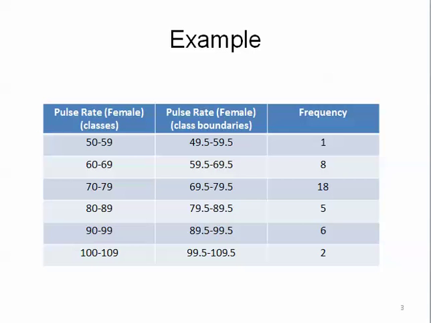So recall from section 2.2 that the class boundary is basically the average of an upper class limit and its consecutive lower class limit. So basically we have 59 and 60. So the class boundary is 59.5 for the first class. And then for the second one, 69 and 70. So this is the class boundary, 69.5, and so on.